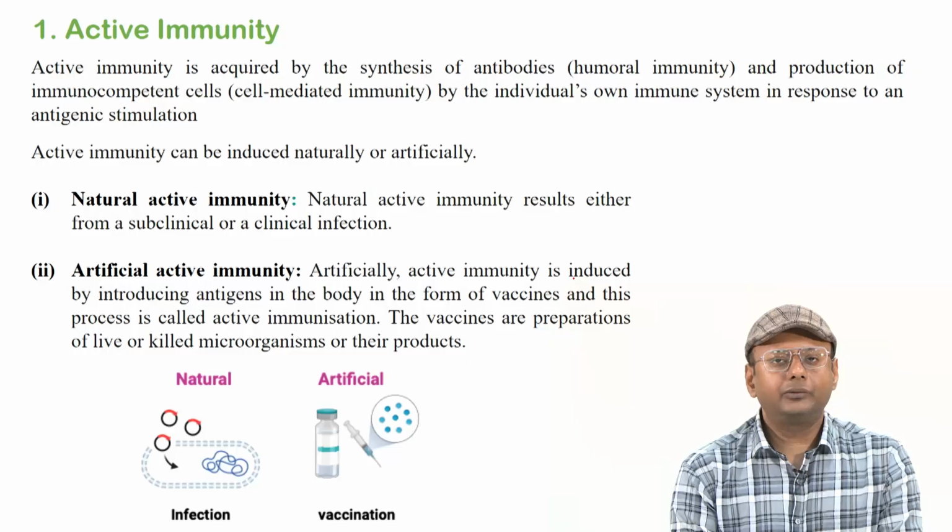So, already we discussed what active immunity is. Active immunity mostly happens naturally. There can be artificial active immunity also, but mostly active immunity is acquired by the synthesis of antibodies, and that is why it is also called humoral immunity. In case of natural active immunity, this results from a subclinical or clinical infection.